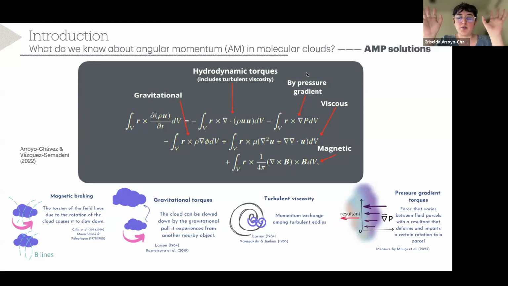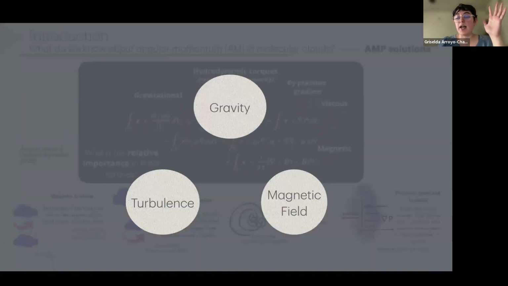Here something to distinguish: we have the viscous term, which is the microscopic viscosity, and the one related to turbulent viscosity, which is not microscopic viscosity. It can work in something similar, but it's different. So we have all these possible solutions, but in general what we have is an interplay between three ingredients: turbulence, gravity, and magnetic field.